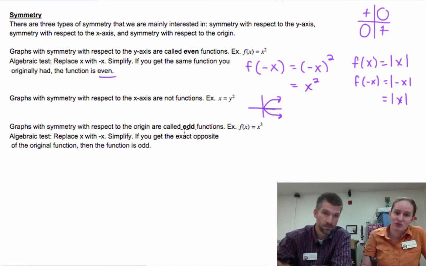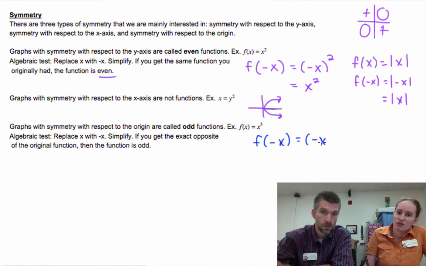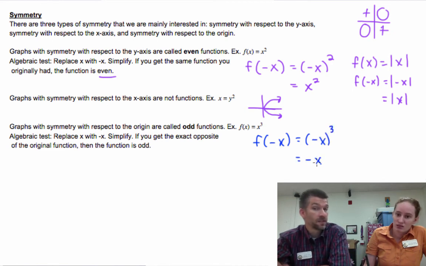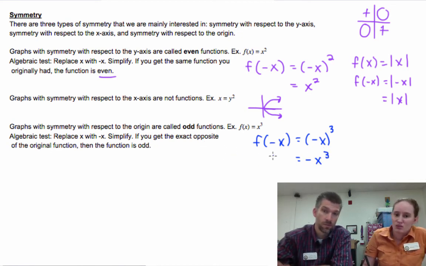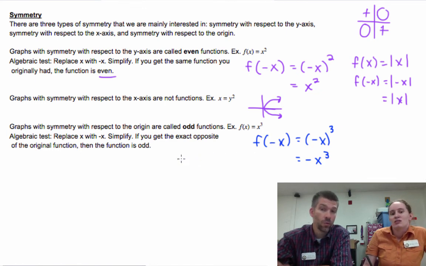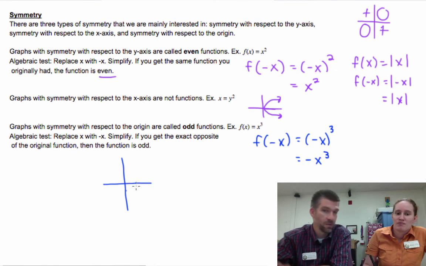Graphs with symmetry with respect to the origin are called odd. See how we've got it to the third power, and that's an odd number. For this test, you replace x with negative x, and what should happen is you end up with the opposite of what you started with. So negative x, when I cube it, is negative x times negative x times negative x, which is negative x cubed. That's exactly opposite of what we started with. So this is an odd function. And if you're checking a more complicated function for oddness, everything has to be opposite, not just one thing.